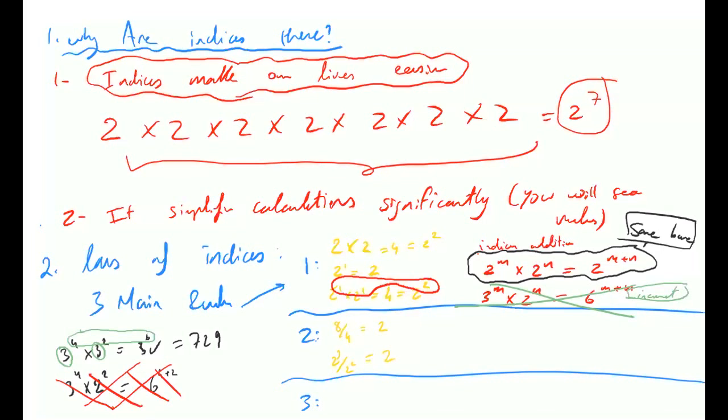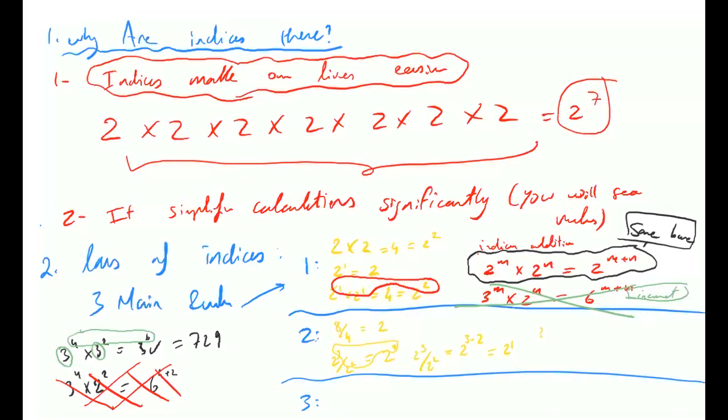Okay, so 8 is 2 power 3 and 4 is 2 power 2, and 2 is 2 power 1, right? So as you can see, we sort of subtracted: 2 power 3 divided by 2 power 2 is equal to 2 power 3 minus 2, which is equal to 2 power 1. So we subtract when we divide.